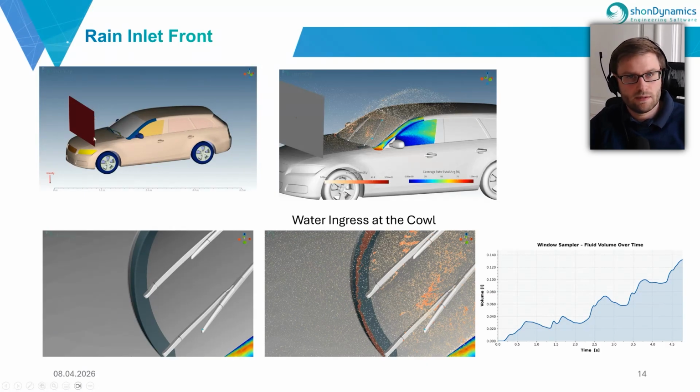And as a last setup case, you could also put the rain inlet directly in front of the car. If we go back to the beginning of our deep dive and look at the experimental setup, this was their setup. They put the rain inlet or the spray inlet directly in front of the car and not on top or something like this. And this is also one of the reasons why you can put an initial velocity at the rain inlets.